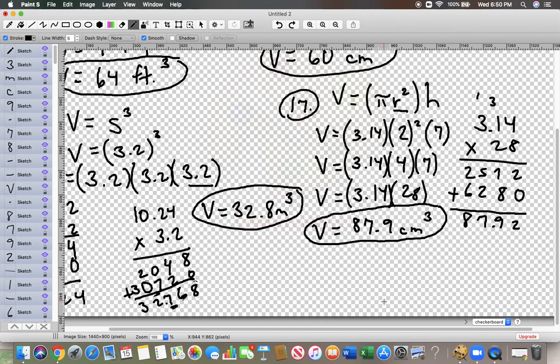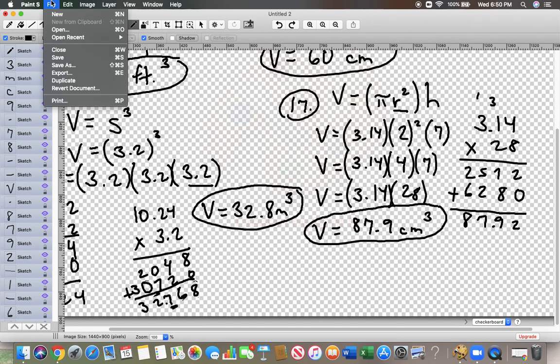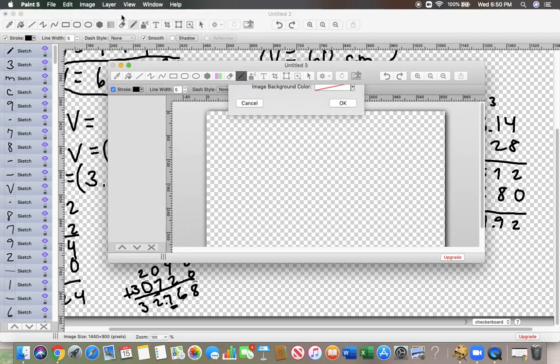All right, and then number 19. Let's do that one on the next empty page here.